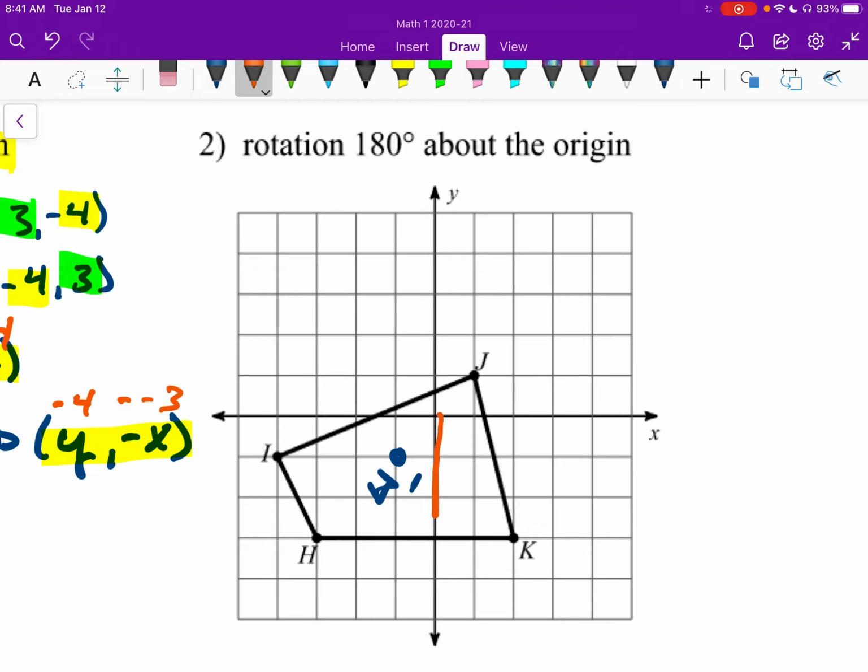Down here, K is like this. If I rotate it once, it'll be over here. Will it be right there? Yes. And then if I rotate it again, it'll be up and then over. And there will be my new K prime.